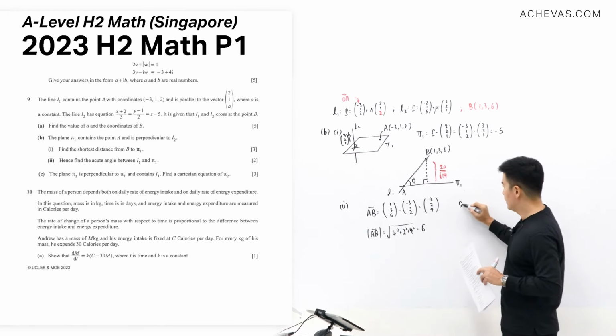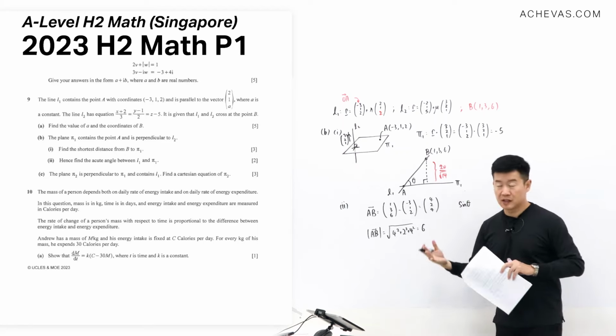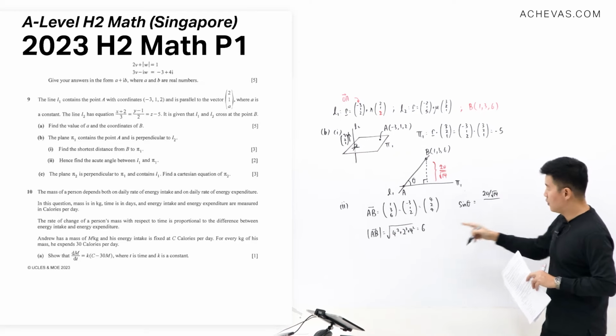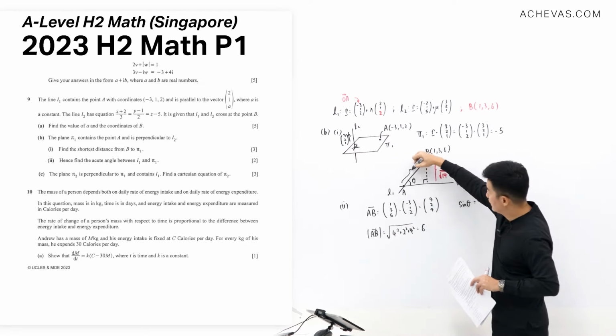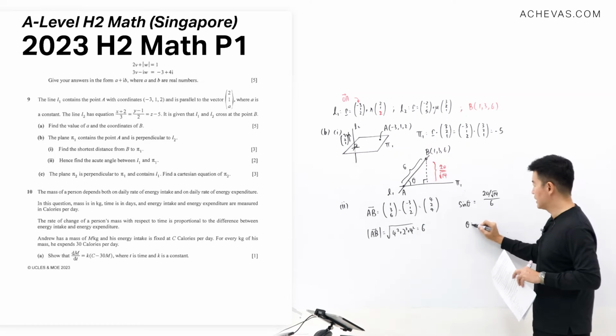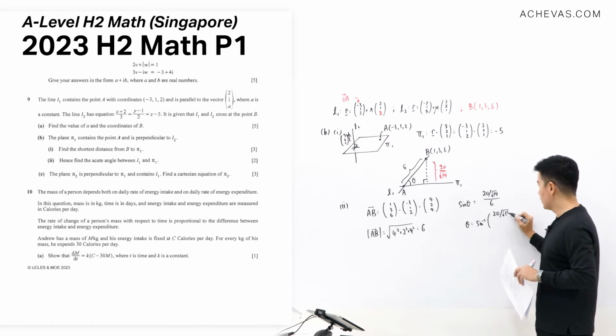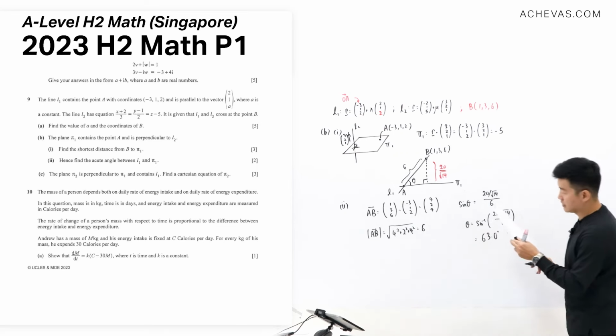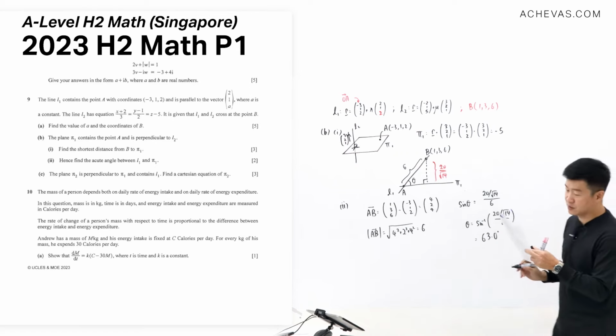So we know from here, if theta is the angle between L1 and pi 1, sine theta is going to be opposite, 20 over square root of 14, over hypotenuse. The hypotenuse we have just found, this is 6. So sine theta is 20 over square root of 14 over 6, which means that theta is sine inverse of that. Pressing into our calculator, this gets us an angle of 63.0 degrees to 1 decimal place.